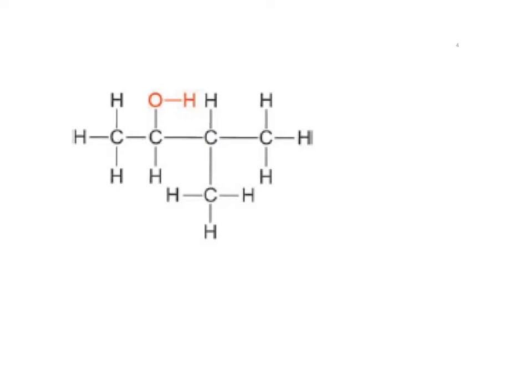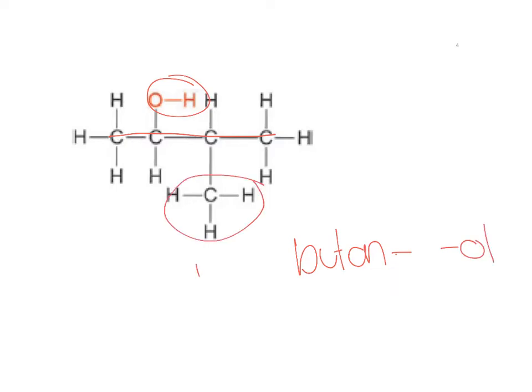The first thing we do, like we've done with everything else up till now, is identify the longest chain. So we look at this one, and it's 1, 2, 3, 4. So that makes it a butane, because it's 4. We have an OH, so we know that it's going to be OL. And we have a methyl group, so I know it's going to be methyl something, methyl butane something ol. So now we're going to look at the numbering.